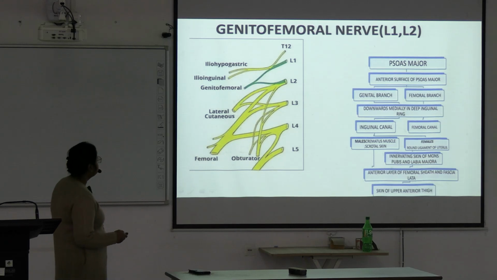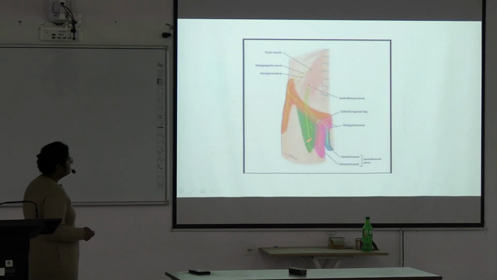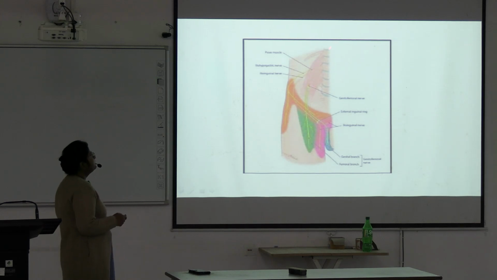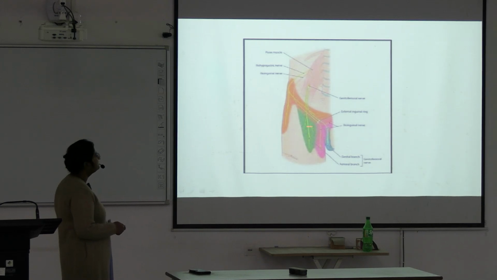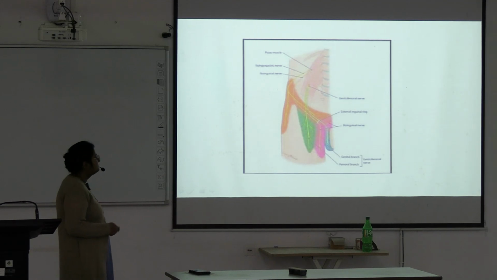Okay. Next, here is the genitofemoral nerve. It is lying anterior to the psoas major muscle, dividing into two branches, the genital branch and the femoral branch. The genital branch becomes part of the spermatic cord and supplies the cremasteric muscles and scrotal skin in males, and the mons pubis and labia majora in females. And the femoral branch passes through the femoral sheath and supplies the skin of the upper medial aspect of the thigh. Okay. Next.